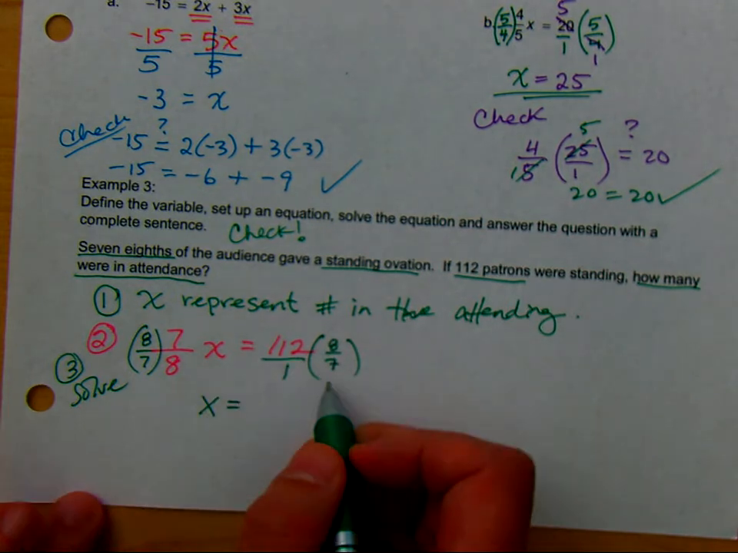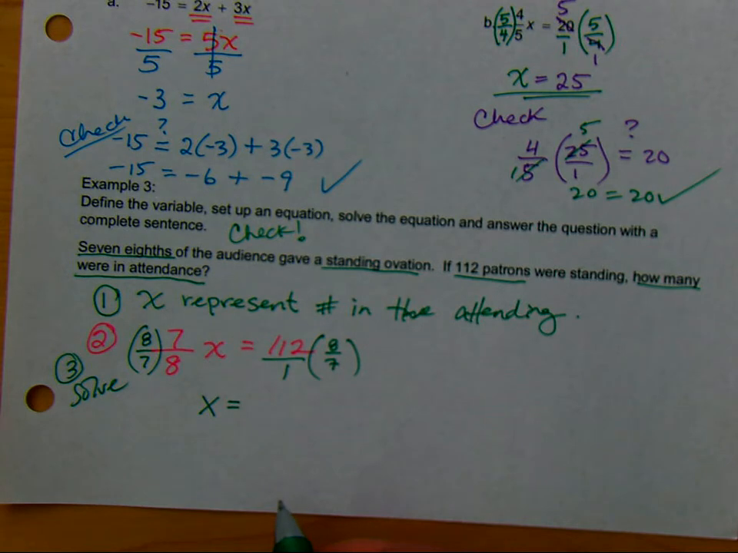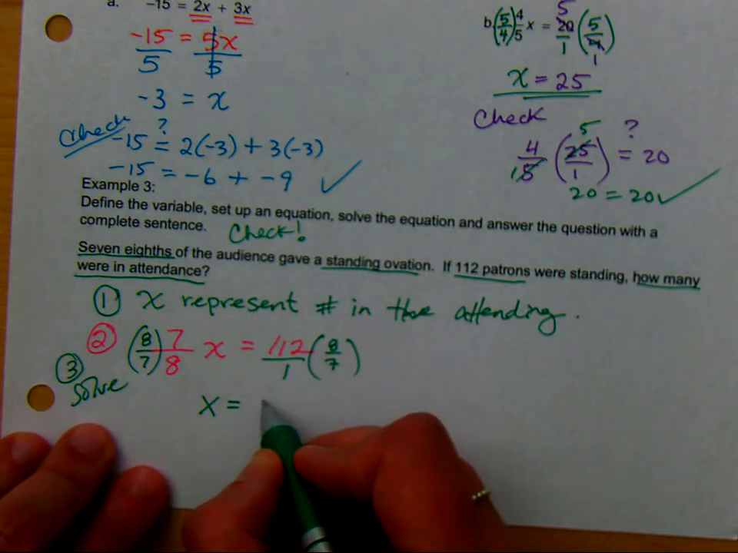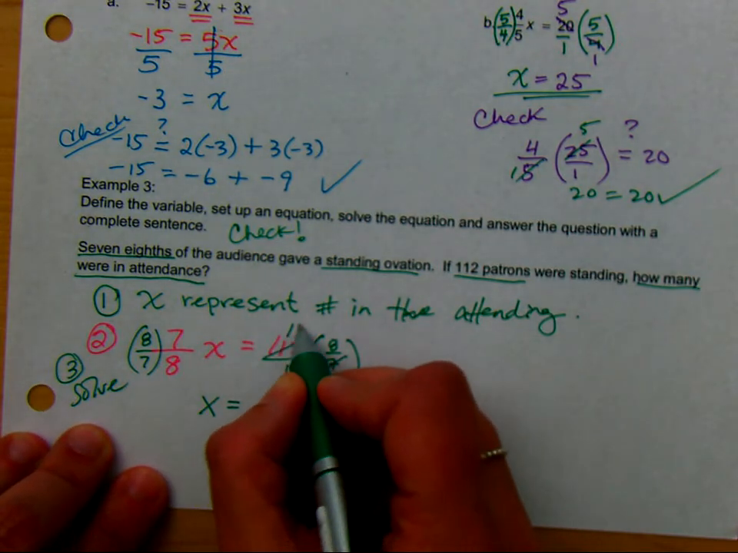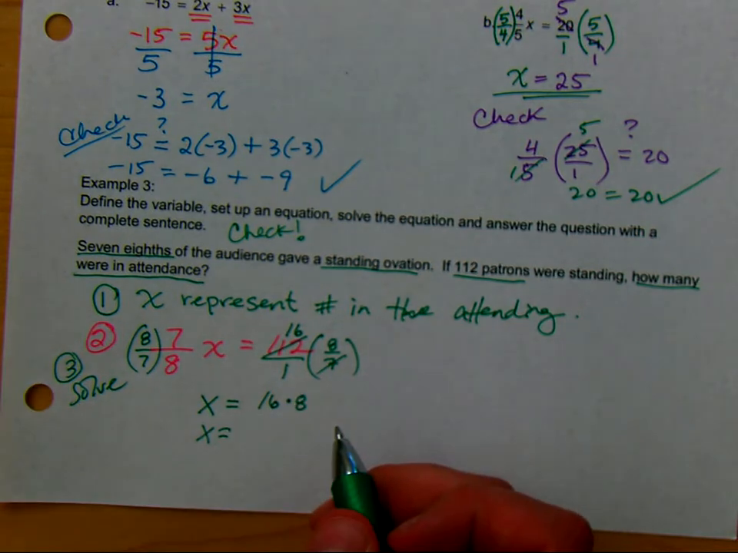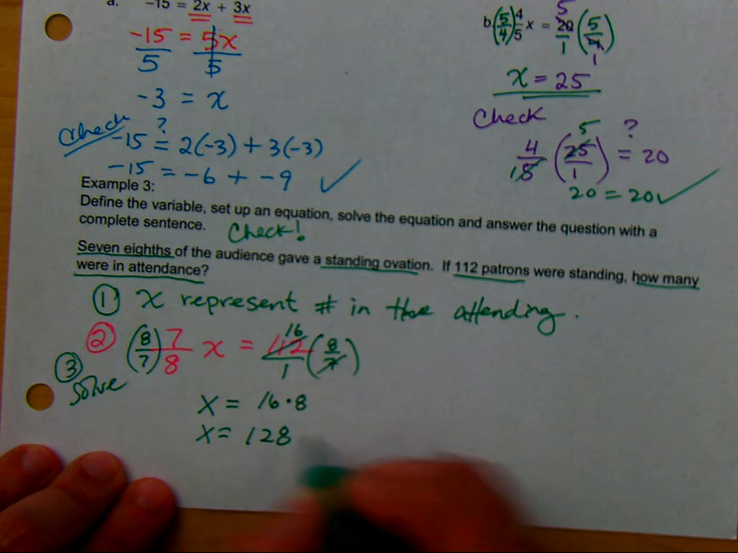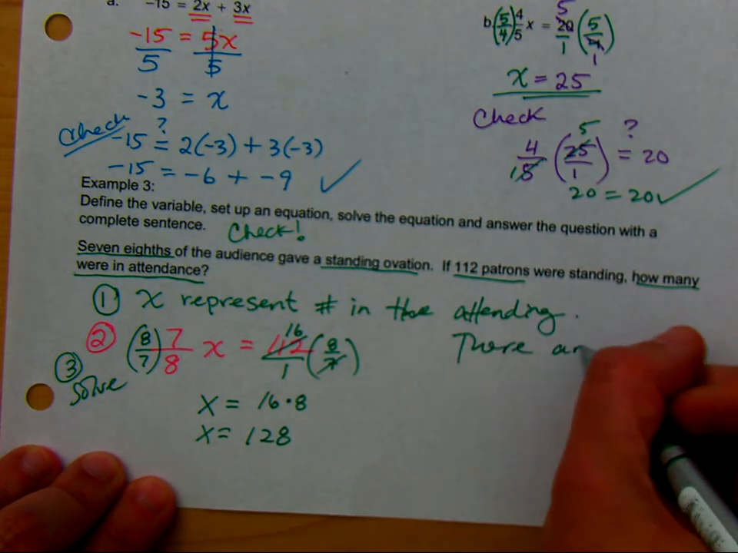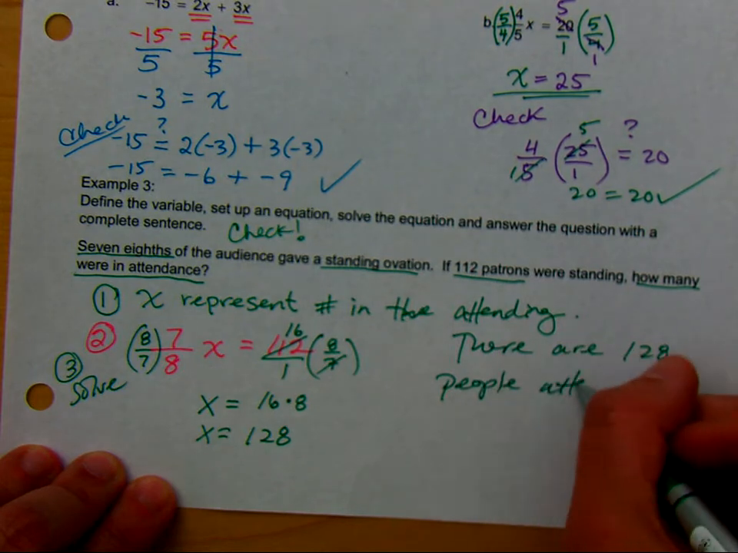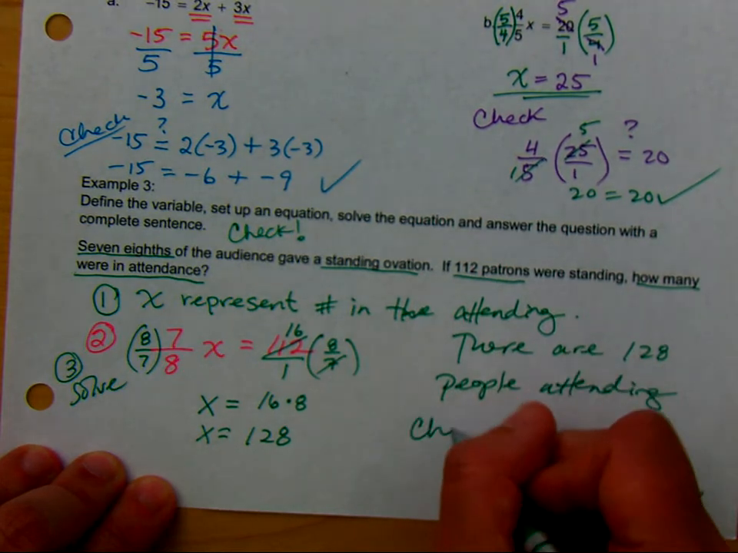X equals, oh my gosh, I learned a divisibility rule for 7, and actually can't remember what it is. But I learned it recently. 7 must go into 112, I'm assuming. Otherwise, they wouldn't use that number. Well, they might. So divide by 7. Oh, it is convenient. 16. So 7 goes into 112 16 times. 16 times 8 is 128. There are 128 people attending. And then, of course, you can check that.